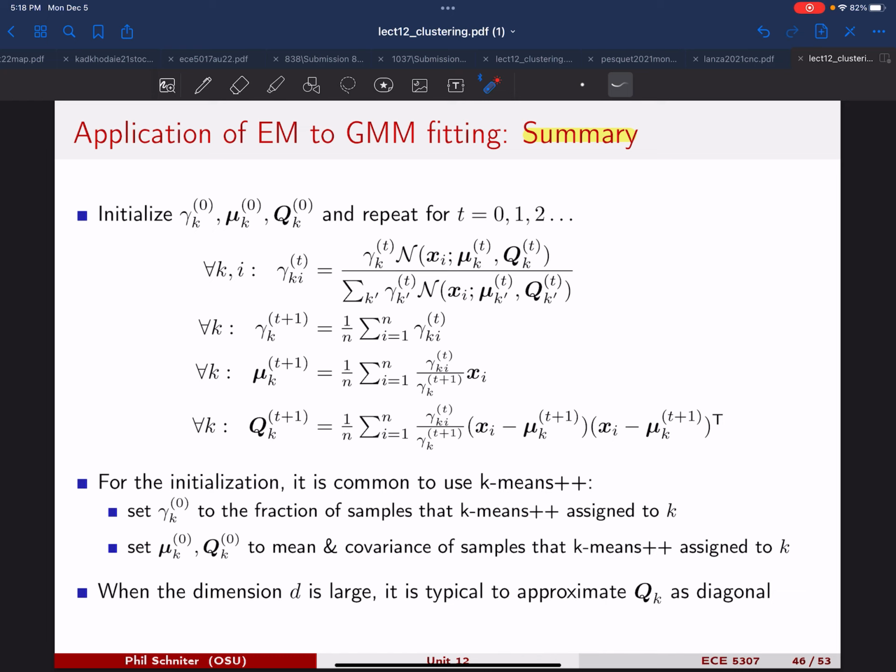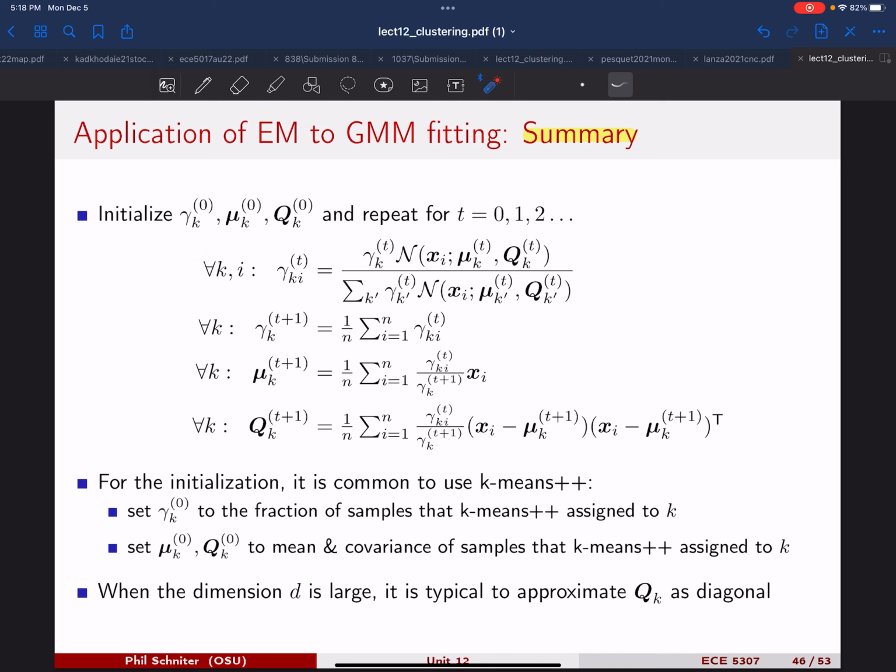Then we can use those variables again over here to get our mu k for the next iteration. And it turns out that the qk update looks like this. This is qk for the next iteration. And we just repeat this until convergence.